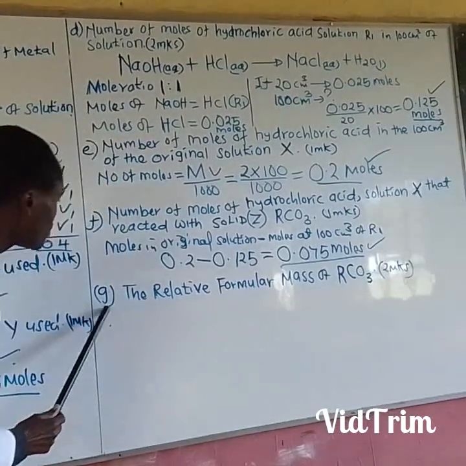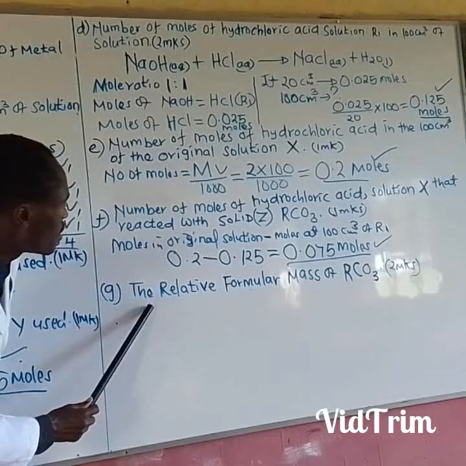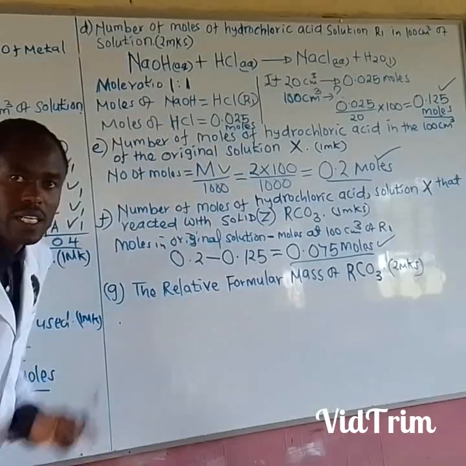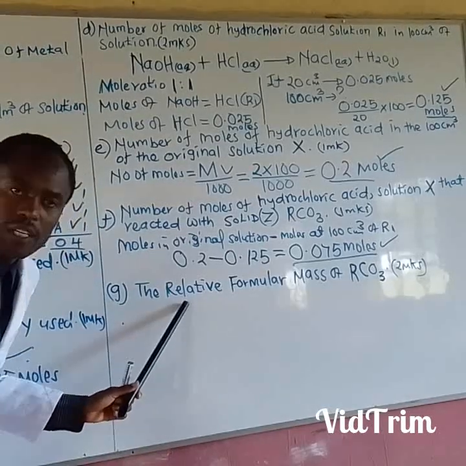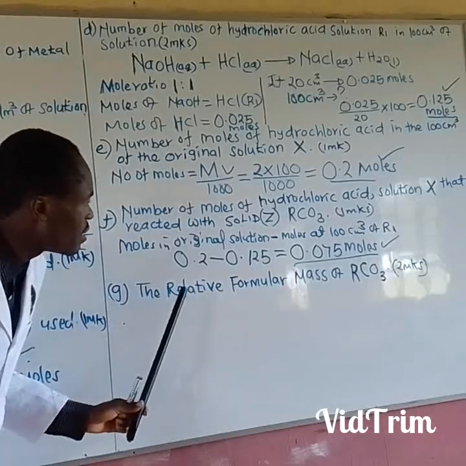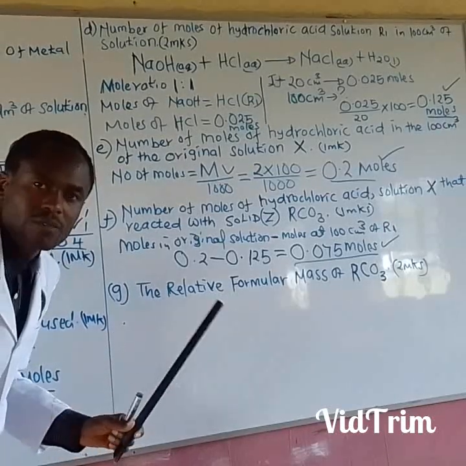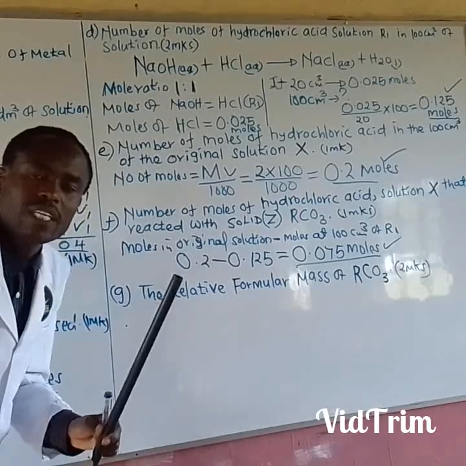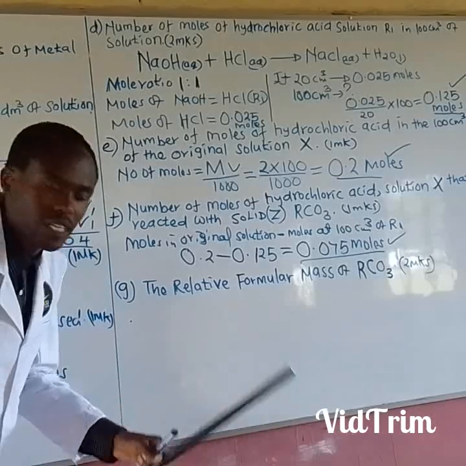Then we move on to last question G. The relative formula mass of the carbonate. So for us to calculate the RFM, or the relative formula mass of the carbonate, first of all we need to know the number of moles of the carbonate that reacted with the acid. So we write first the equation. Is it okay? The chemical equation between the carbonate and the acid.